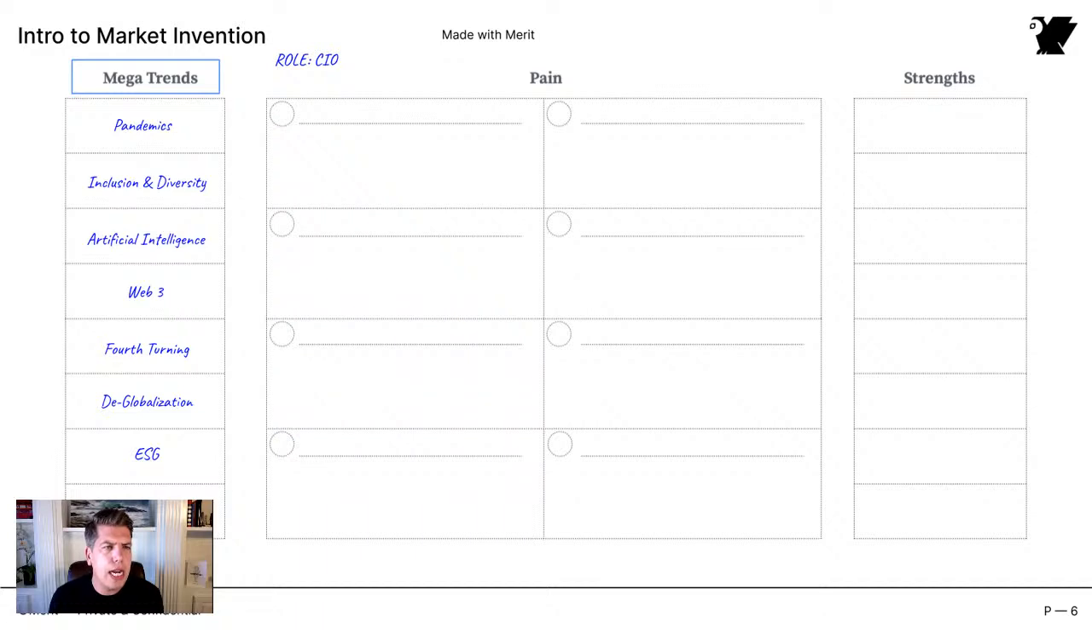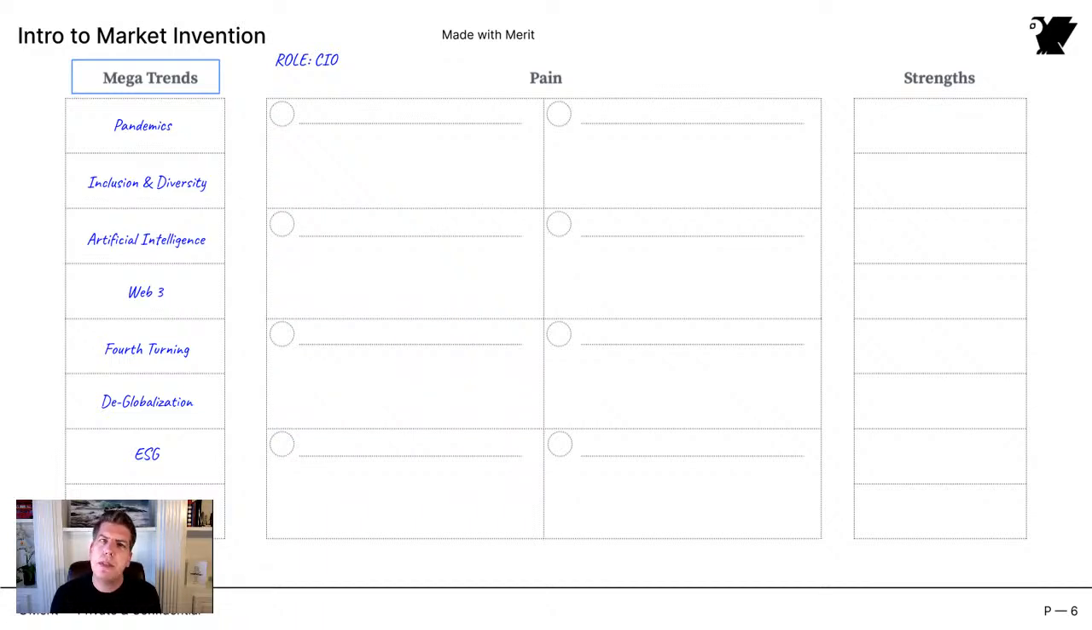And I quickly outlined, and I filled out all of these just to speed things up, but I'll walk you through how we get there. If we look here, I've put in pandemics, inclusion and diversity, artificial intelligence, Web3, fourth turning. The fourth turning is a demographic shift that happens every 80 years in each of the nations. We're at the end of an 80-year cycle, where there's change and a lot of disruption happening. Central governments and large central institutions lose favor. It's something worth noticing, and it's a major demographic megatrend, I would argue.